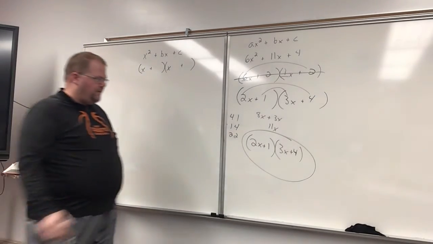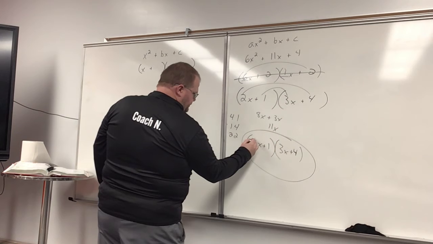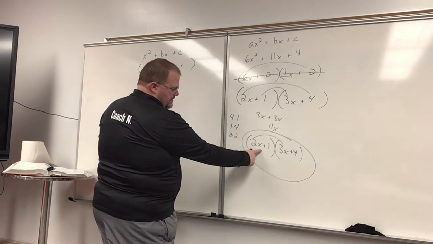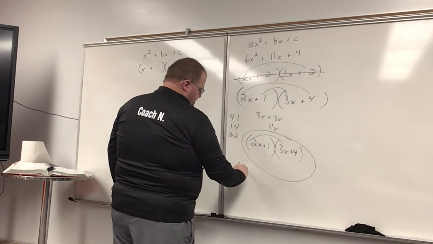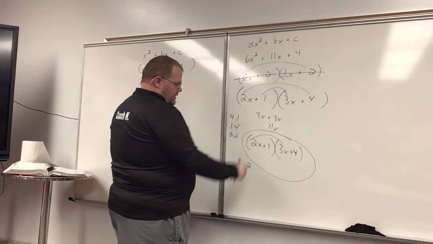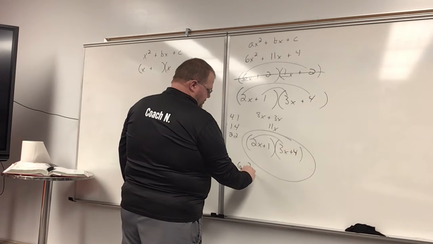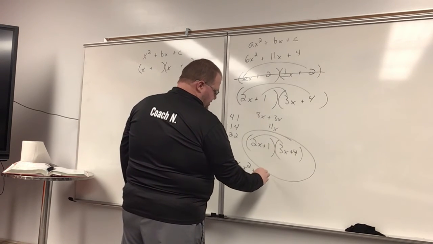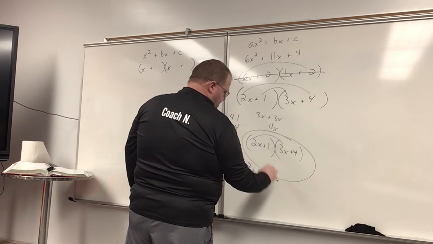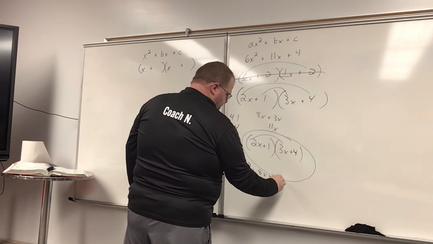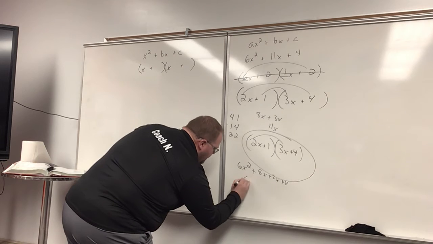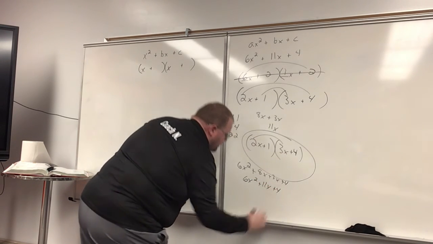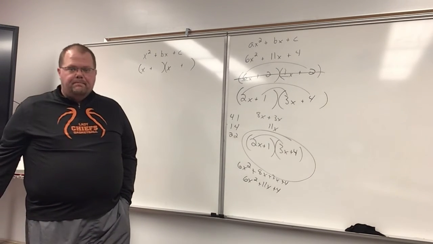How do we know if it's right? We FOIL it all back together. So this is our check part, FOIL. 3 times 2, 6x squared, plus 2 times 4, 8x, 1 times 3, plus 3x, 4 times 1, plus 4. So 6x squared plus 11x plus 4. And you're good.